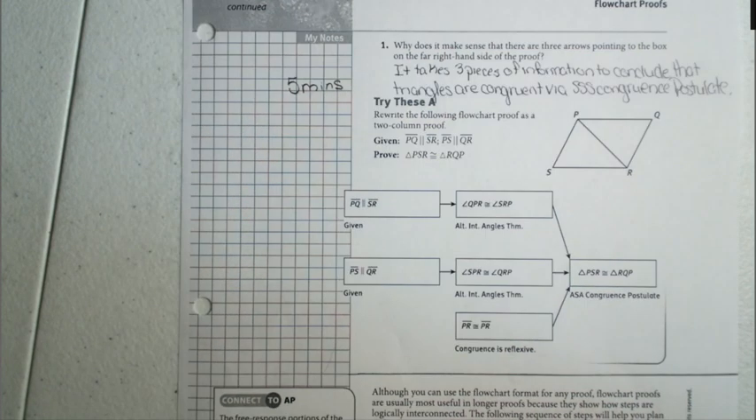I did go ahead and provide you with the answer to number 1. And it said, like I stated whenever I said it, and when we're reviewing it, it takes 3 pieces of information to conclude that those triangles are congruent via the side-side-side congruence postulate. So I needed 3 arrows to lead to that. Now, again, on to your drag and drop. Good luck.